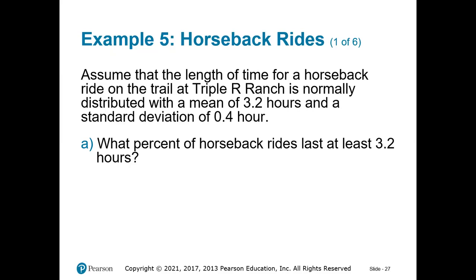Now, what is the probability? What is the percent? What is the proportion of horseback rides that last at least 3.2 hours? We would like to have that at least 3.2 hours. It means what? 3.2 hours and up. We would like to know what is the percentage of horseback rides that are at least 3.2 hours. So what we're going to do here, we're going to compute the z-score.